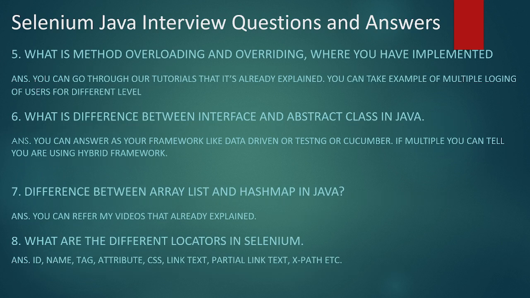Then the next one is: what is method overloading and overriding? You know that if the method name is the same in two methods in the same class, then it's method overloading. If the same method name is present in the parent class and the child class, in different classes, then it's method overriding.